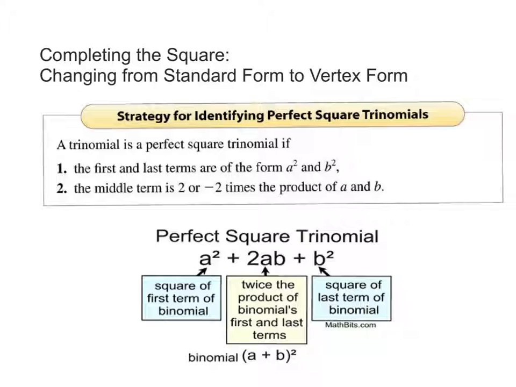So if you have something like x squared plus 6x plus 9, is x squared a perfect square? Yeah. Is 9 a perfect square? Yeah. So that's maybe a perfect square trinomial. What do you mean by maybe? Well, we didn't look at the second condition yet. So just having the first and last term as perfect squares is not enough. Here's the second condition. The middle term is 2 or negative 2 times the product of a and b.